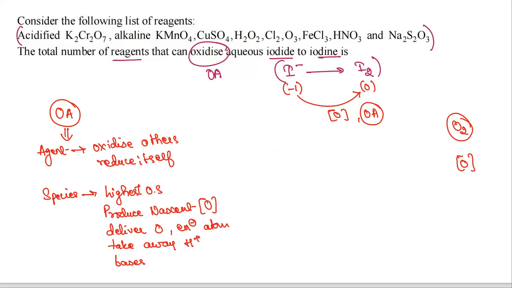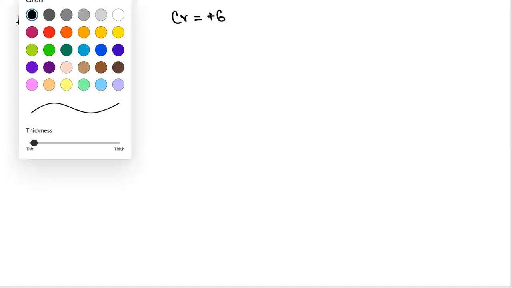Okay, so let's take all of them one by one. Let us first of all talk about acidified K2Cr2O7. So the first one is acidified K2Cr2O7. Okay, so first of all, if I ask you to find out the chromium oxidation state, in what oxidation state is chromium? You can actually find it out, but it is in +6 oxidation state. How is this being done?